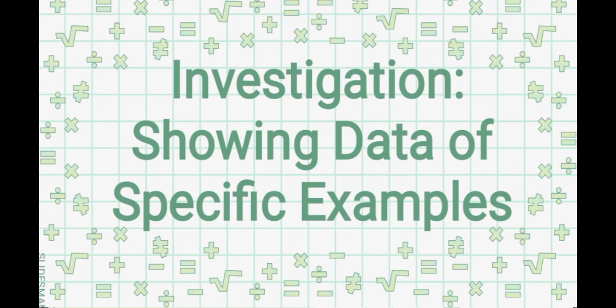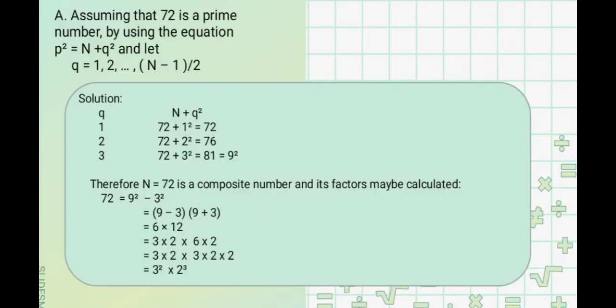So now let's proceed to the investigation, which is showing data of specific examples. So we have here letter A, assuming that 72 is a prime number. By using the equation p squared is equal to n plus q squared, and let q be equal to 1, 2, 3, and so on until n minus 1 divided by 2.